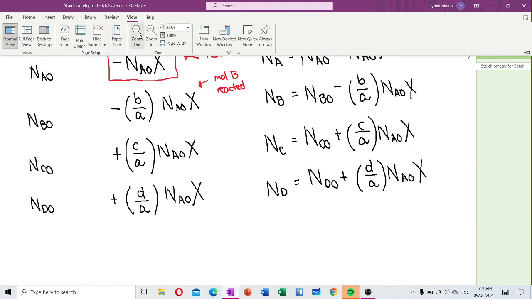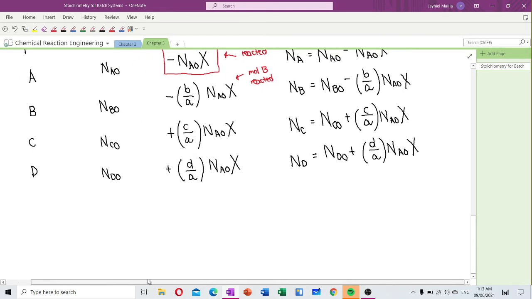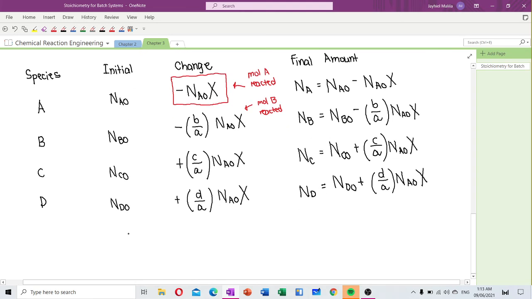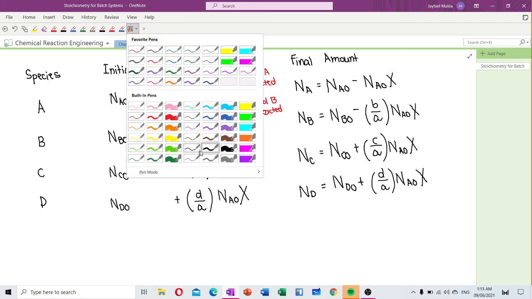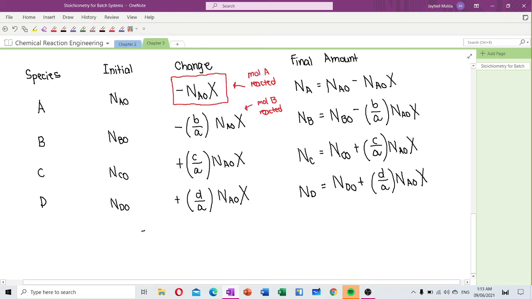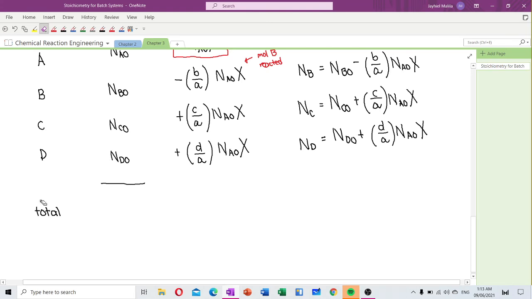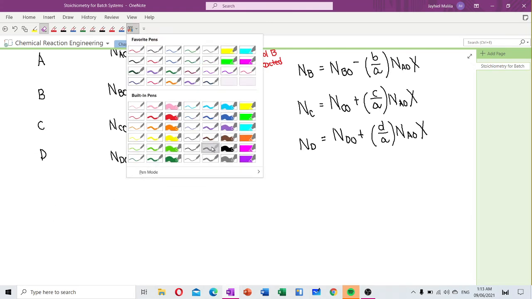Let's try to zoom out. Assuming we are required to account for the total initial and the total final, we can do it in this manner. If we have the total amounts or the total species present in the batch reactor initially, if we add, oh, I forgot to include the inerts. So let's add the inerts.